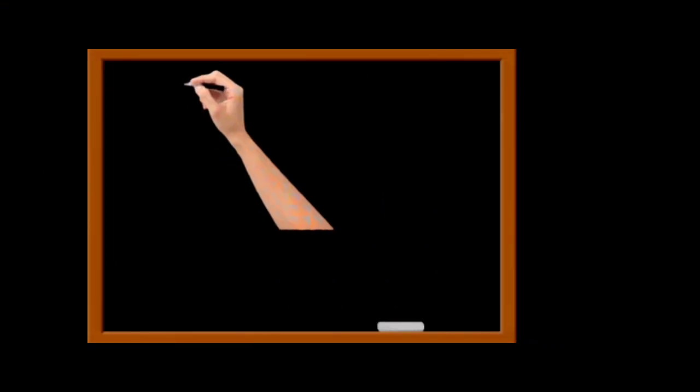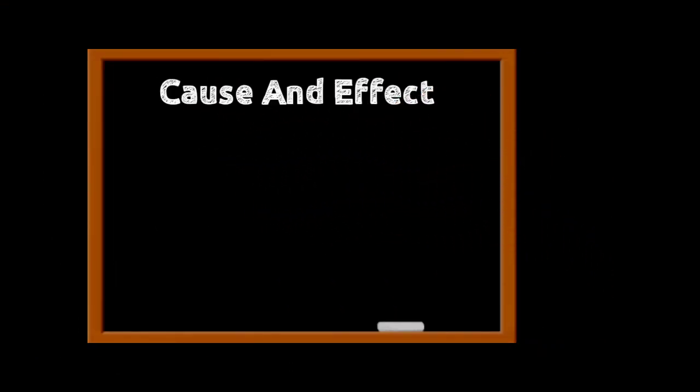Our next topic is cause and effect. In this type of statement, one event causes the other to happen. The cause is what happened and the effect is what happened as a result. You can look for signal words to identify cause and effect in text. Now, let us look at an example.